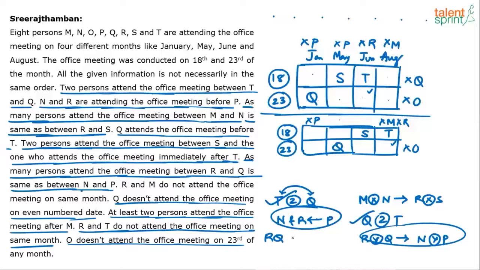RQ N P, or it will be R dash Q N dash P, or it can be R dash dash Q N dash dash P. There cannot be 3 people between R and Q and 3 people between N and P, because if there are 3 people between R and Q, yeah, that also is possible actually.